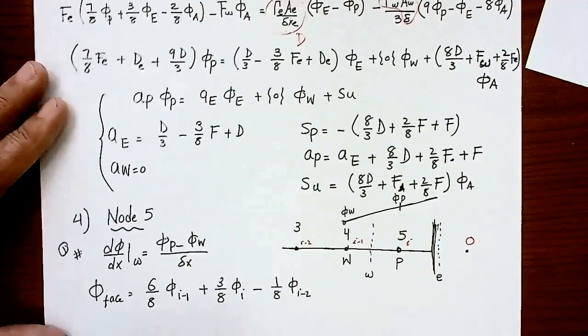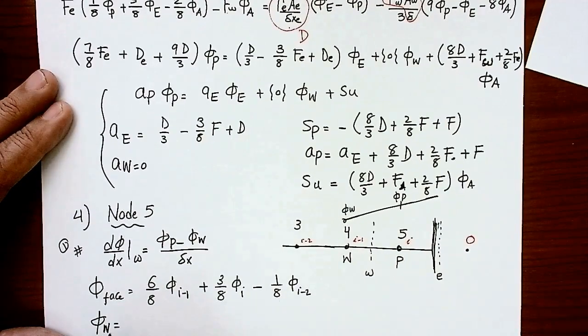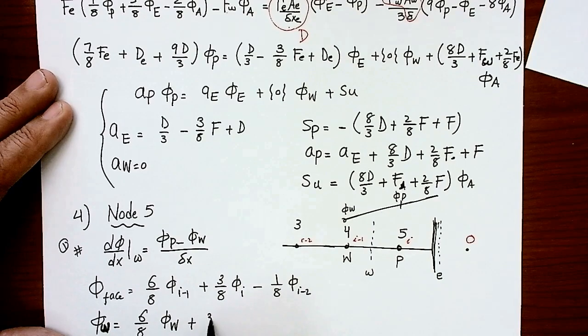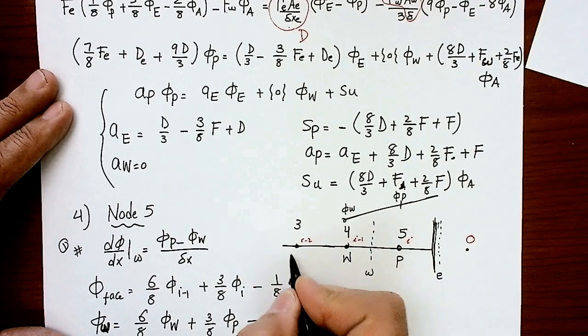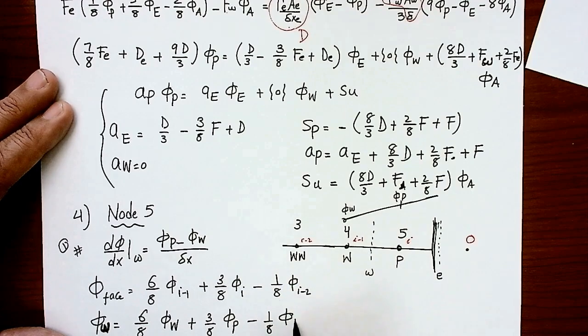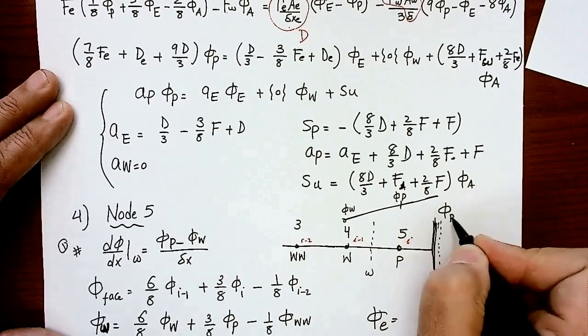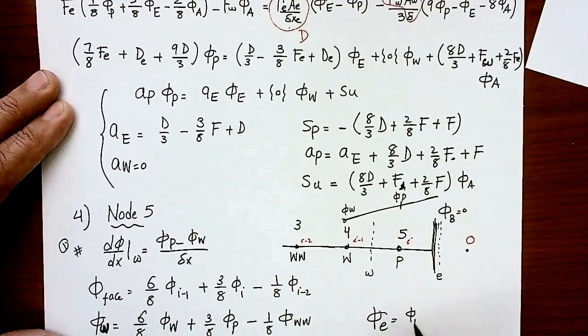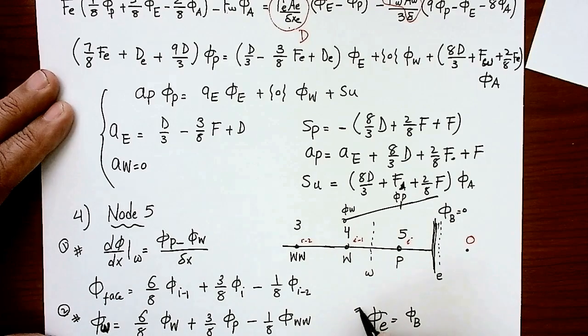So if I want to get phi west, that's easy now. Phi west will be simply phi of the west face, that's a small w. 6 over 8 phi I minus 1, which is phi west, plus 3 over 8 phi P minus 1 over 8 phi I minus 2, which we're going to call the west-west. So that's going to be phi west-west. Now, phi on the east face is simply phi B, which is equal to 0 actually. So it's going to be phi B. I'm going to call this item number 2, and this is number 3.